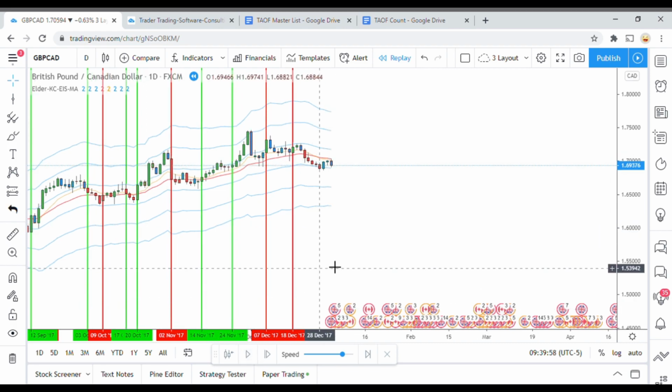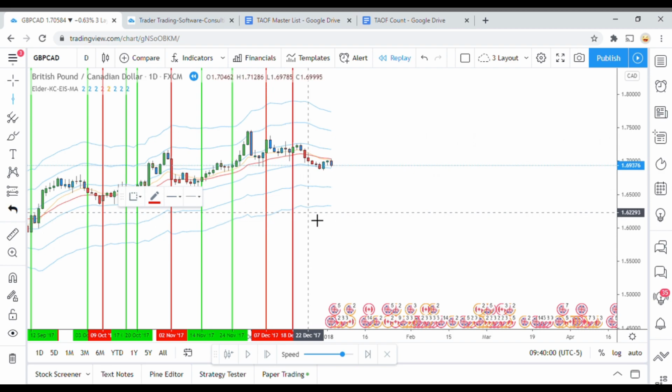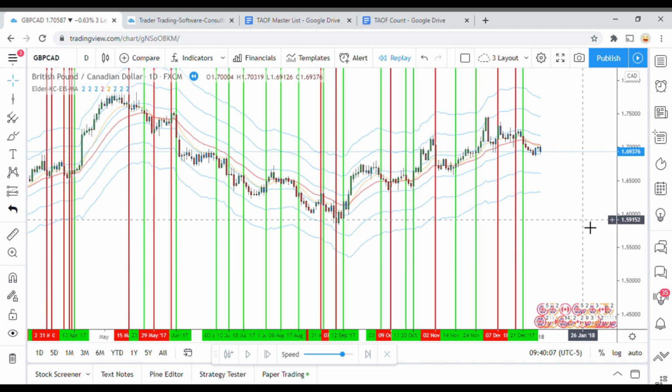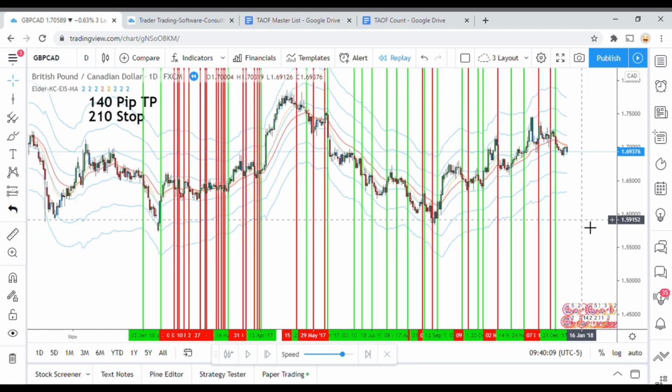Play this forward just a little bit. There we go. That's the end of the year. And then this one would have gotten us to take profit. Okay, so there we have it. That is the end of the year there. Let's add them up and see what we get out of them.